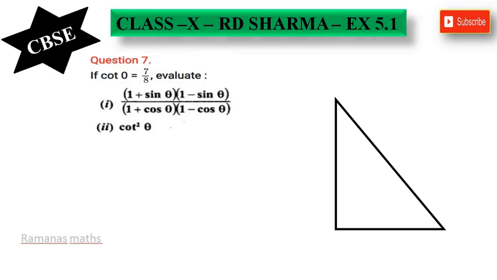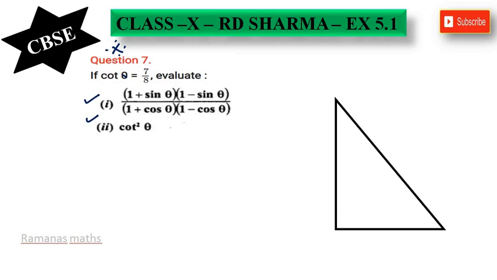In this video we are going to see CBSE Class 10 R.D. Sharma Solutions Exercise 5.1 question number 7. This is an important question. If cot theta is equal to 7 by 8, evaluate. So we are given two subdivisions.